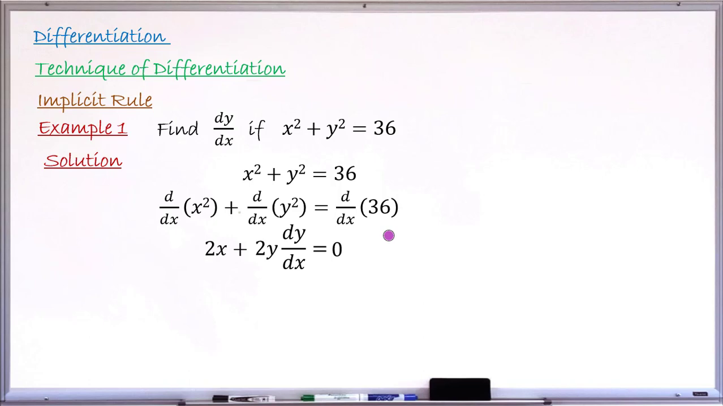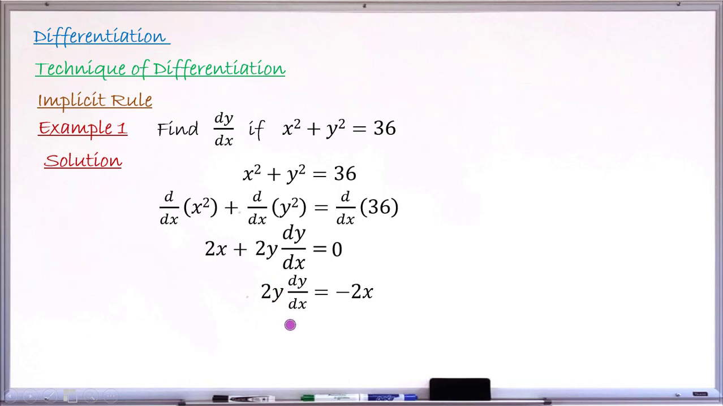So this is done, that is step 1 is complete. I have now obtained the derivative of both sides of the equation. So I move to step number 2, and step number 2 says solve for dy by dx. That is, I'm going to make dy by dx the subject of the formula. To do that, I first take this 2x to the right hand side. That gives me 2y dy by dx equals minus 2x.